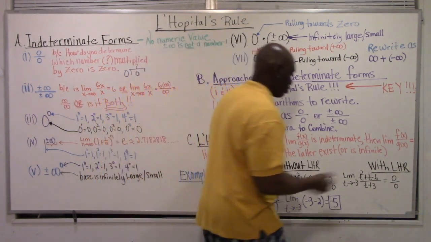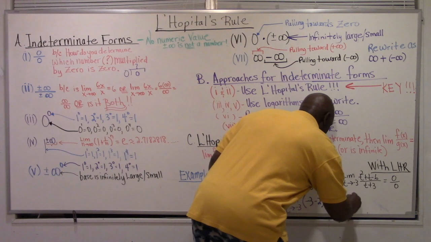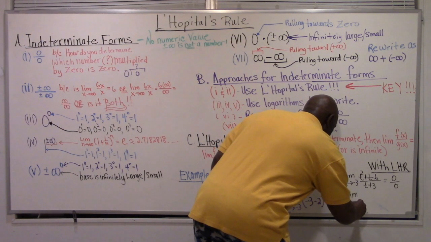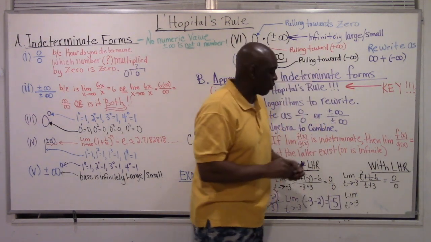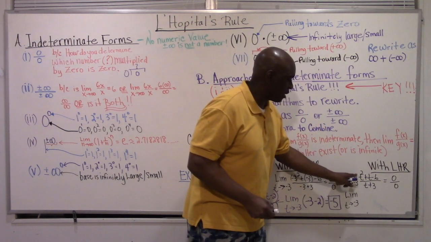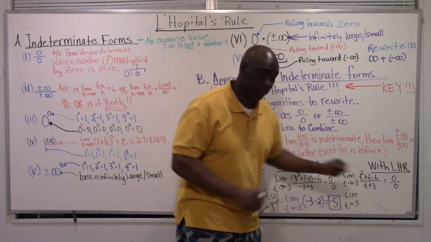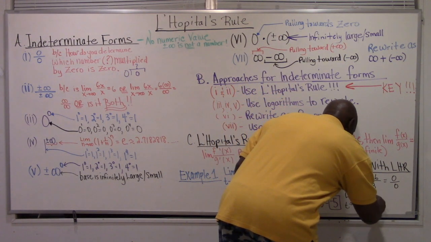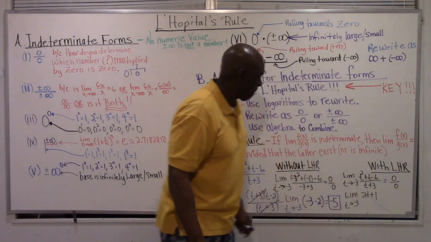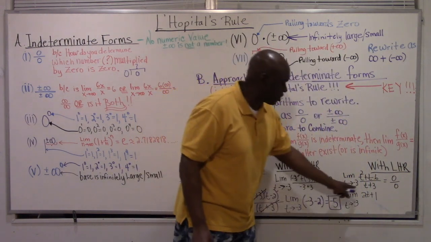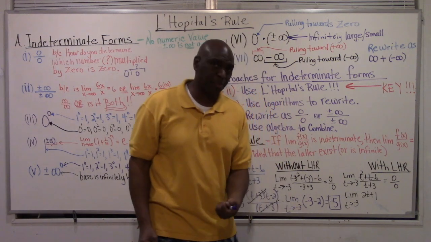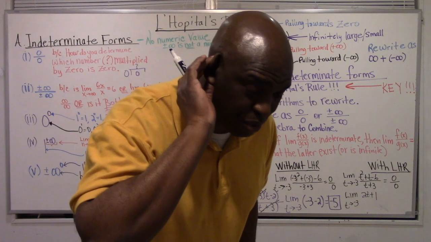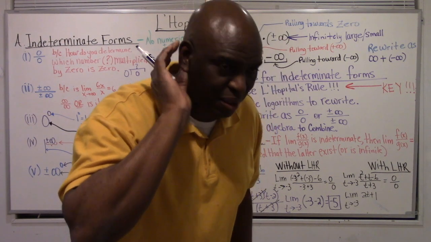So the limit as t approaches negative 3. What's the derivative of my numerator? That's going to be 2t plus 1. Good. What's the derivative of my denominator, t plus 3? What's the derivative?